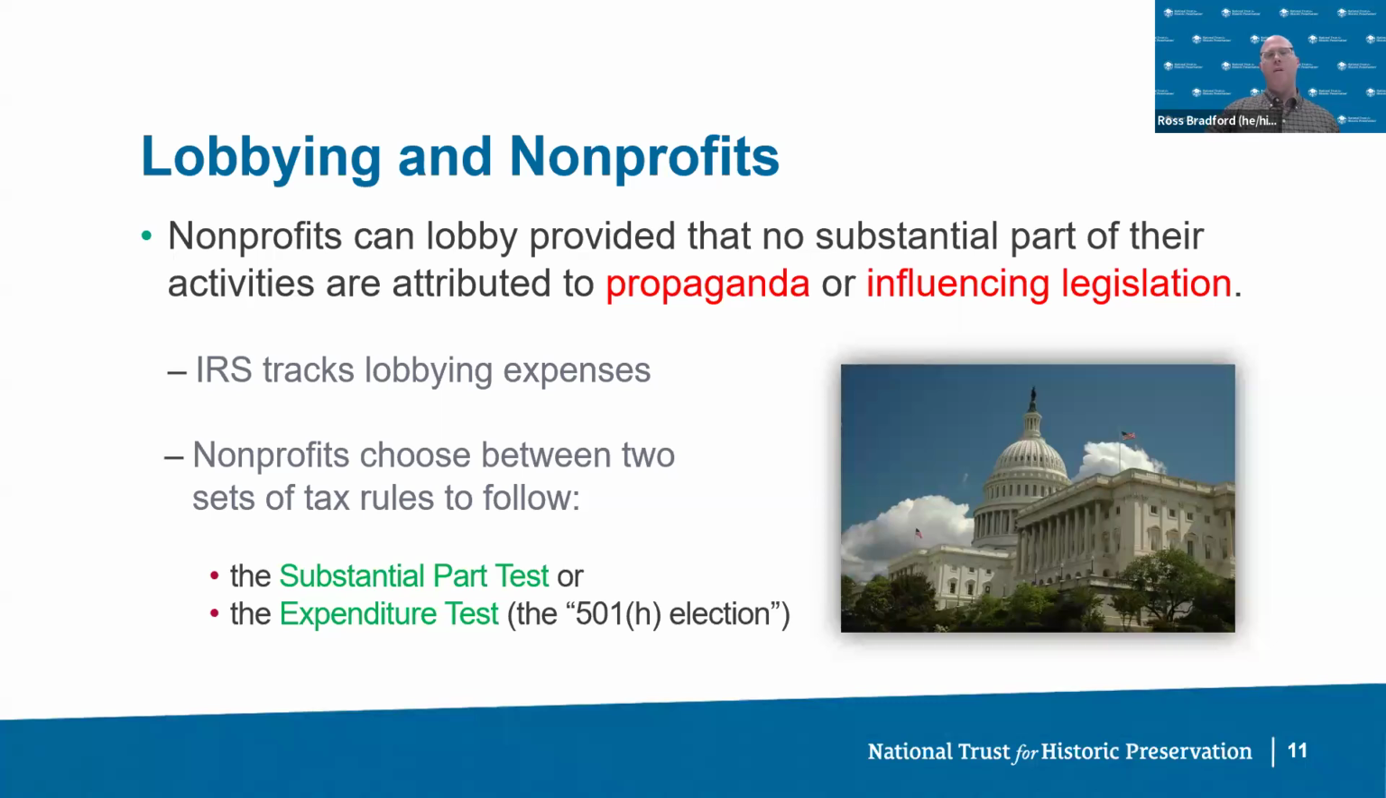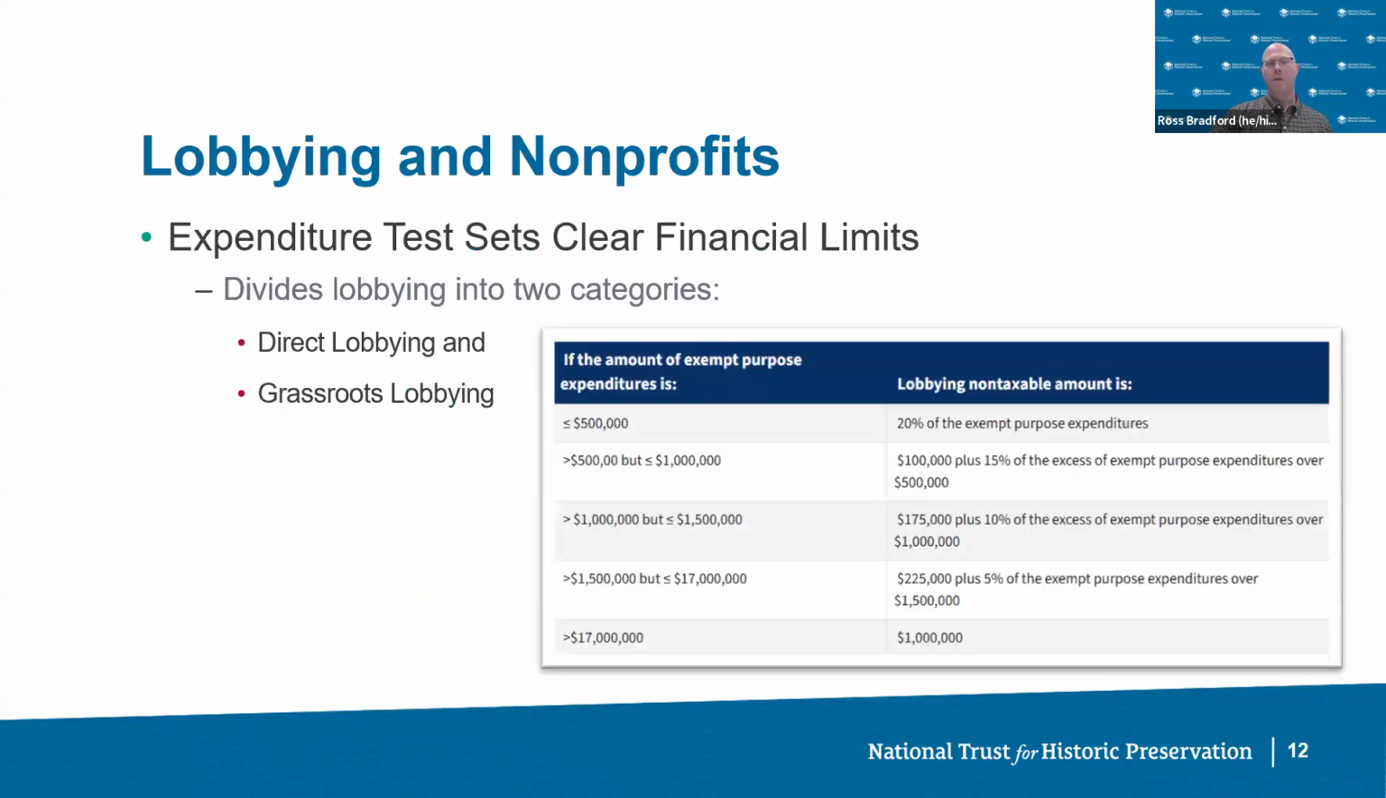And so the IRS gives you two options. You can use what's called the substantial part test, where you basically have to make the case that your activities for lobbying are not a substantial part of your organization's work. Or you can do the easier option, which is the expenditure test, otherwise known as the 501(h) election. And the good thing about this election is that the IRS has provided nonprofits with very clear financial limits on the amount of money you can spend based on your organization's overall budget.